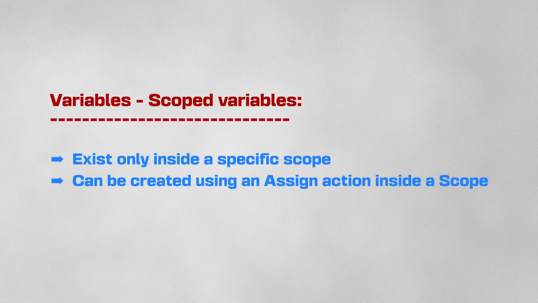They exist only inside a specific scope and are visible only where they are created. For example, inside a for each loop or inside a scope or fault handler. Scoped variables are created using an assign action, and they can only be of type string or fault. I'll show you this as well in today's demo.